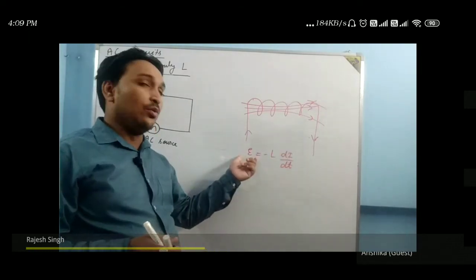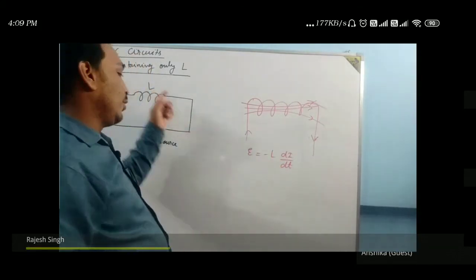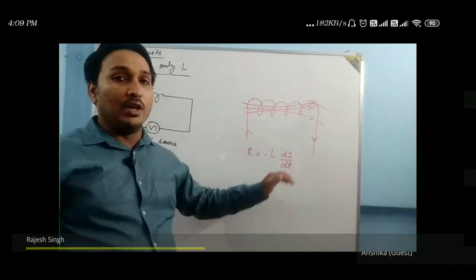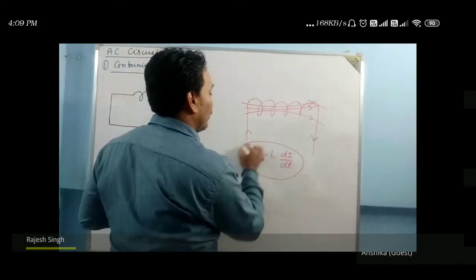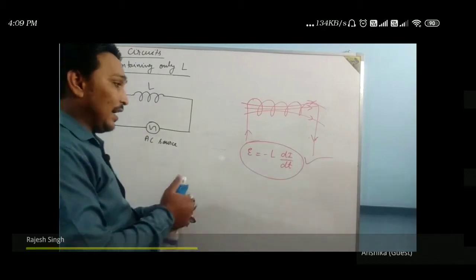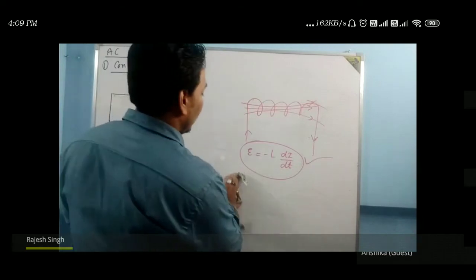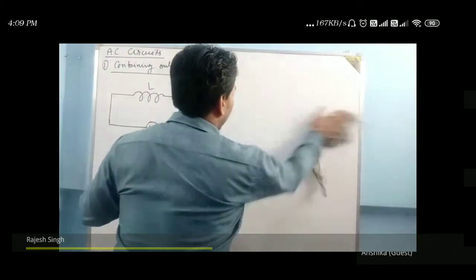E is the induced EMF in the inductor. L is the inductance, and di is the change in current. Dt is time. Di upon dt is the rate of change of current. I am going to use this relation directly: E is equal to minus L di by dt. And an ideal inductor has zero resistance. There is no resistance for an ideal inductor.